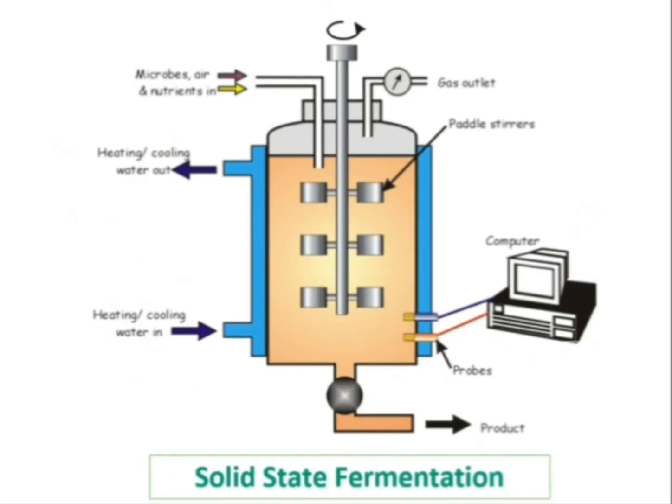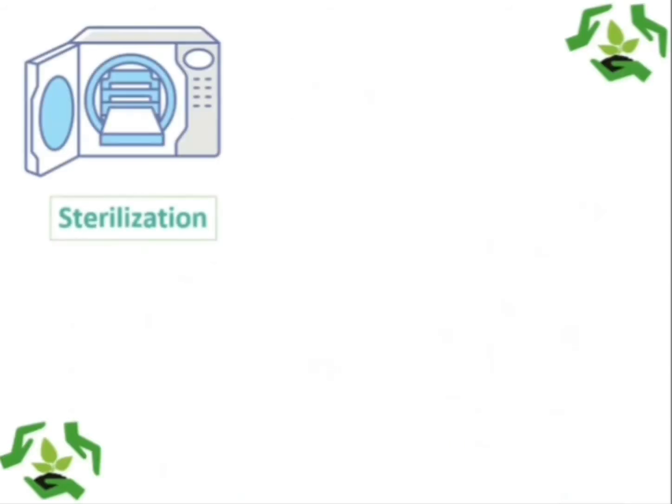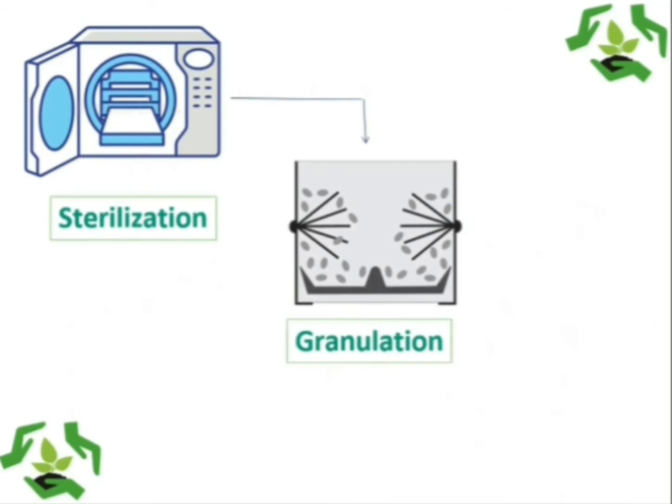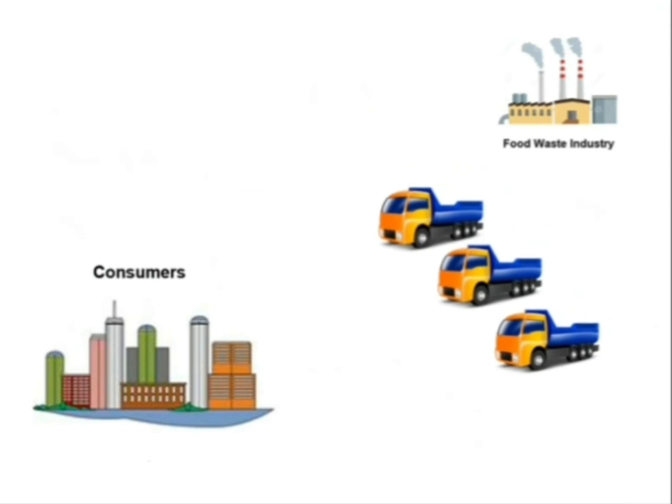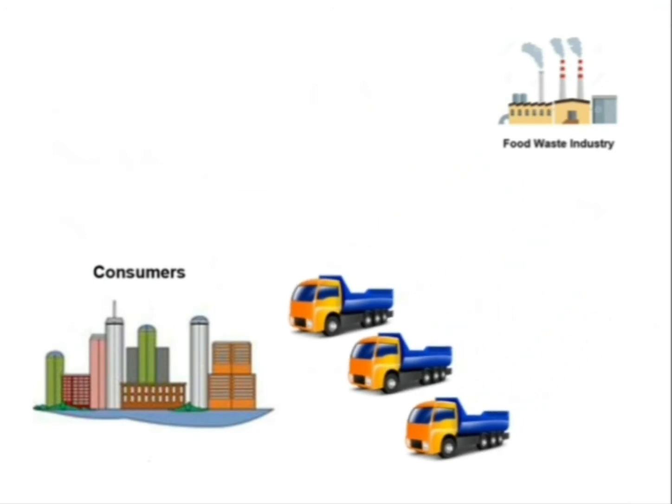It takes about 15 to 40 days for the products to form fertilizers. The fertilizers are then sterilized to remove any contaminants. They are granulated to form uniform granules, and they are packaged. The packaging is ready to be delivered to the consumers.